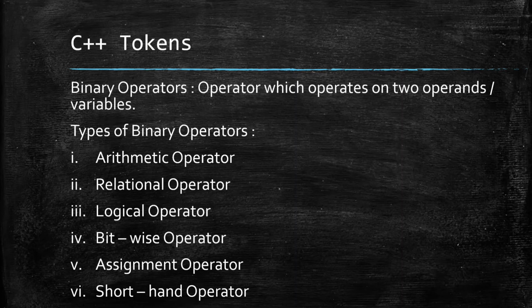Fine. So here also we are having types of binary operators. First one is arithmetic operator, second one relational operator, third one logical operator, fourth one bitwise operator, fifth one assignment operator, sixth one shorthand operator. So now let us learn them one by one. So we are having 6 types.